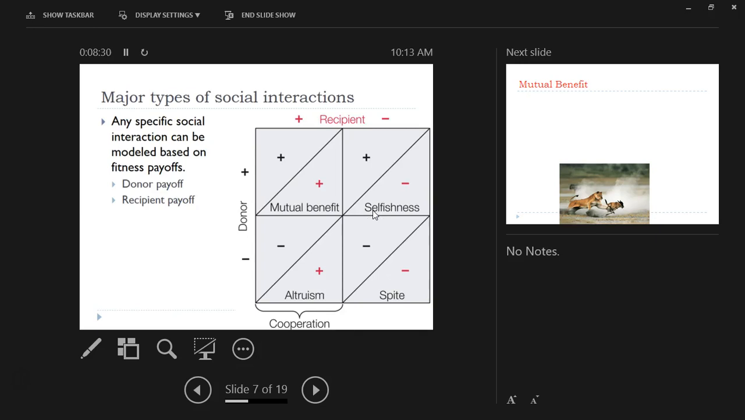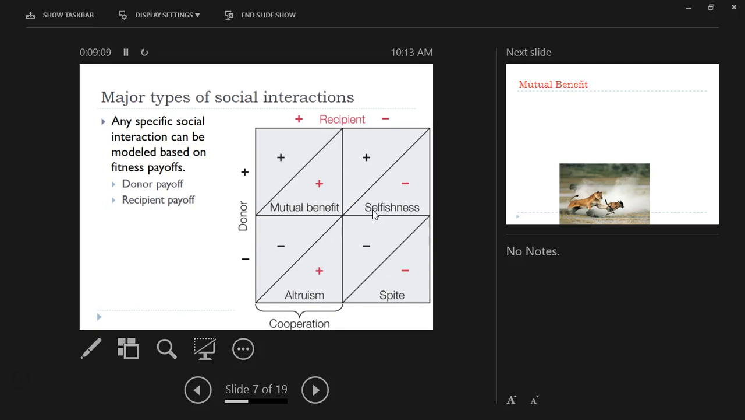This is a figure from your textbook that tries to summarize four major outcomes of social behavior. In a way I like it a lot. In a way I think it's needlessly complicated, especially all the stuff on the inside. It's not necessary. What they're saying is, for any given social interaction where one individual does something to or with another individual, there'll be a donor. The donor is the doer of the action. And there'll be a recipient, the one receiving that action. These can be all kinds of different interactions.